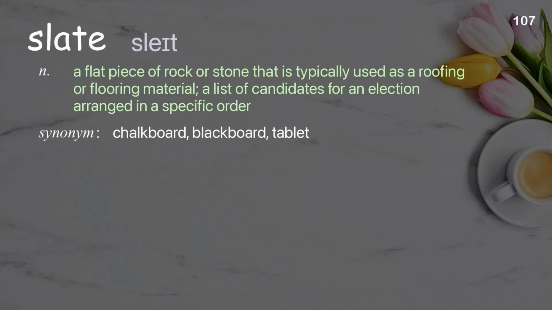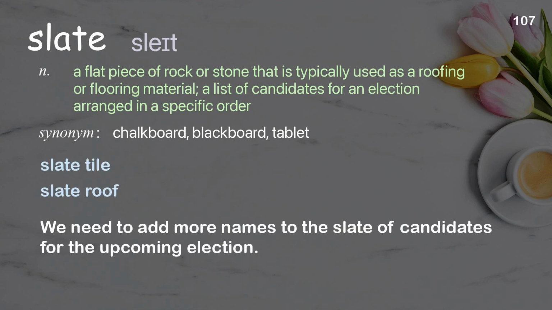Slate. A flat piece of rock or stone that is typically used as a roofing or flooring material. A list of candidates for an election arranged in a specific order. Examples: Slate tile. Slate roof. We need to add more names to the slate of candidates for the upcoming election.